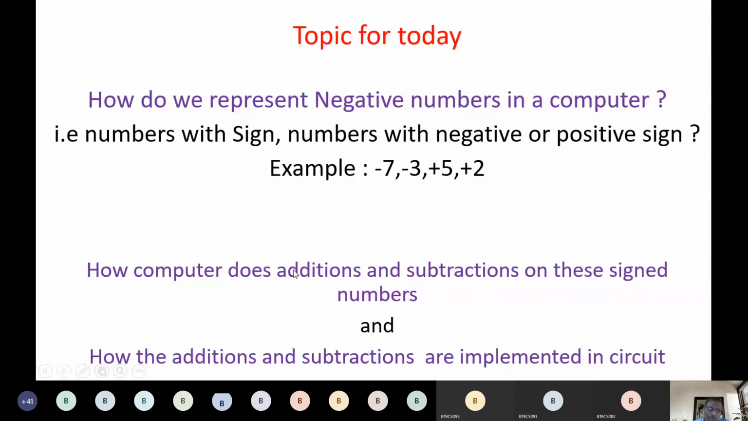So how does the computer do these additions and subtractions? How are they implemented in the internal circuitry, in hardware, and with what gates are they implemented? We have implementations like XOR gates, AND and OR gates, and so on. These are the topics for today's class. Okay.